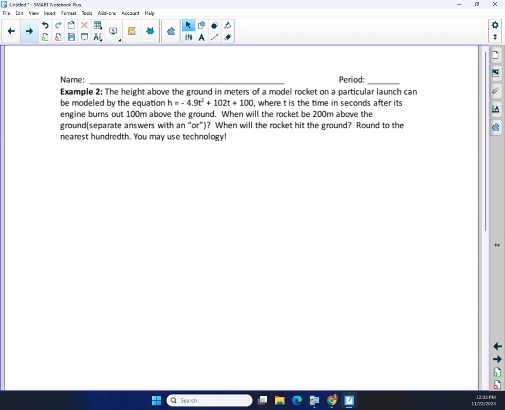All right, one last thing. We have a word problem, but we are going to use technology for this. It says the height above the ground in meters of a model rocket on a particular launch can be modeled by the equation h equals negative 4.9t squared plus 102t plus 100, where t is the time in seconds after its engine burns out 100 meters above the ground. When will the rocket be at 200 meters above the ground? Separate answers with an "or", so Alex is going to make you put an "or" in between. When will the rocket hit the ground? Round to the nearest hundredth, you may use technology.